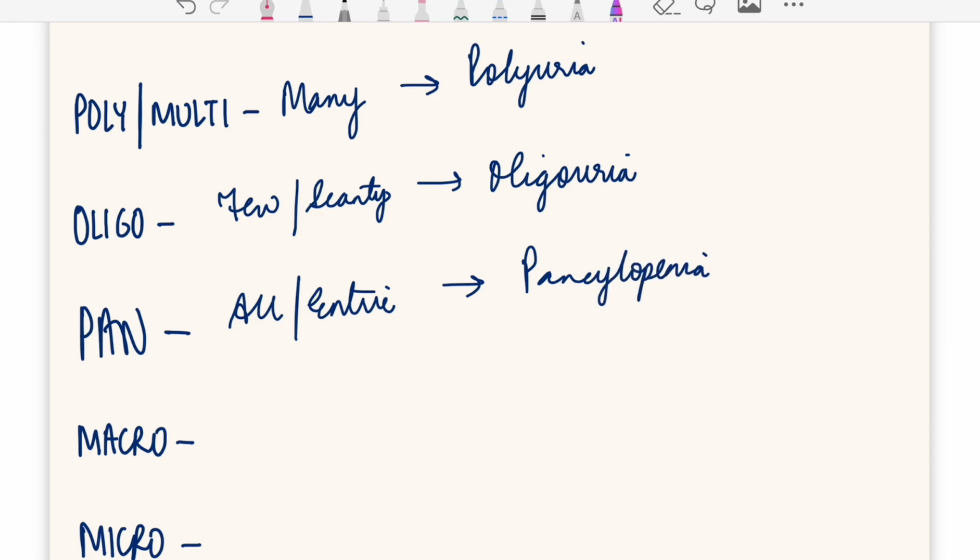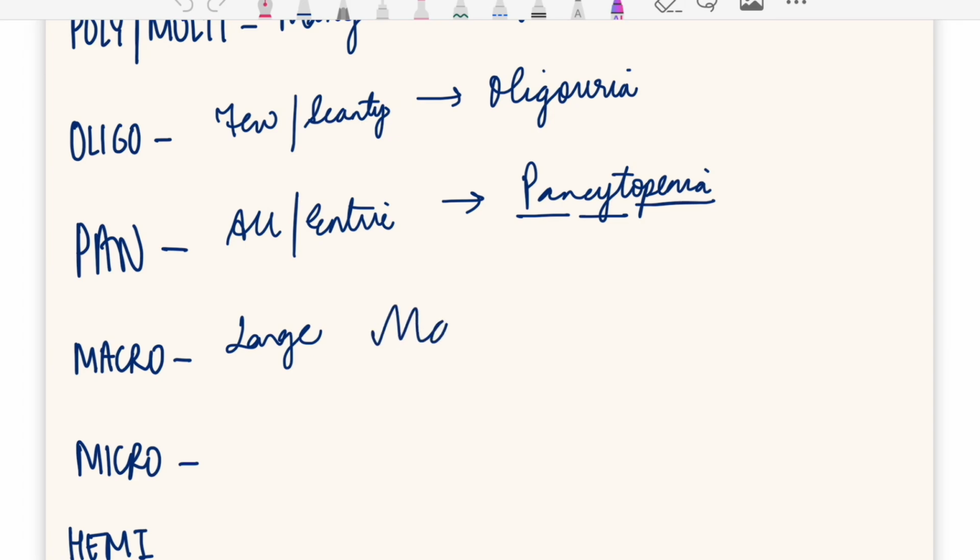Over here, the term penia means less. Pan means all. Cyto means cell. So pancytopenia is basically when all the cells of the body, for example the RBC, the WBC, and platelets, are less in number. Macro means large. For example, macrocyte. Macrocyte means a large cell.